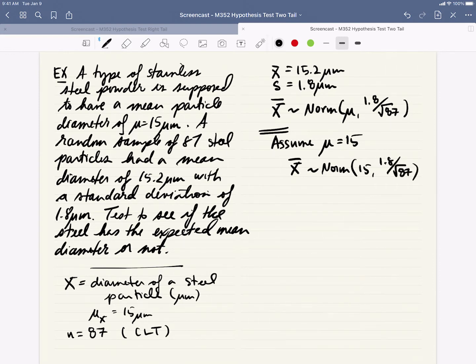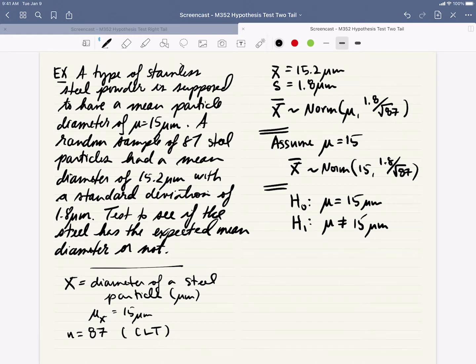And here's where our hypothesis test begins. So we'll have our null hypothesis and our alternative hypothesis. Our null hypothesis is, our mean is what it should be. And our alternative hypothesis is, nope, something's wrong. Our mean is not what it should be.